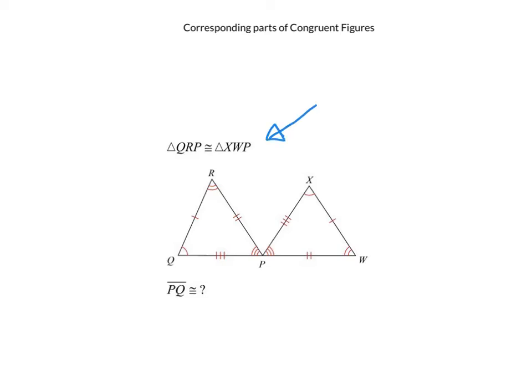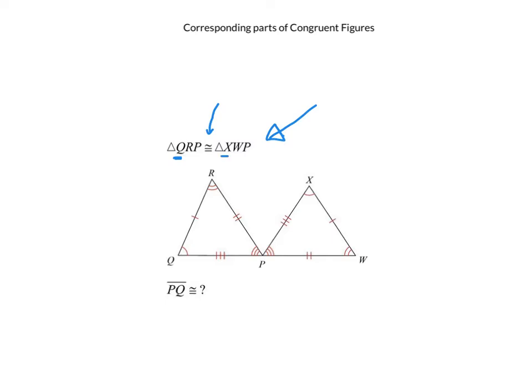They're telling you that triangle QRP is congruent to triangle XWP. The congruent symbol, which is right there, tells you that each of the pieces have corresponding parts and they're equal in size and shape. So when we have a congruency statement like we're given, the order of the letters is important. The first letter is Q and the first letter of the other triangle is X.